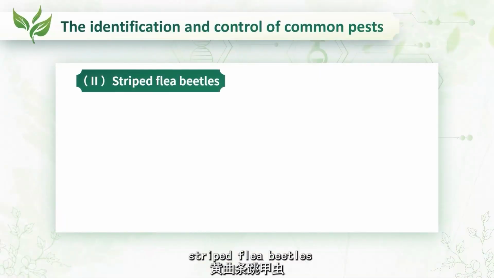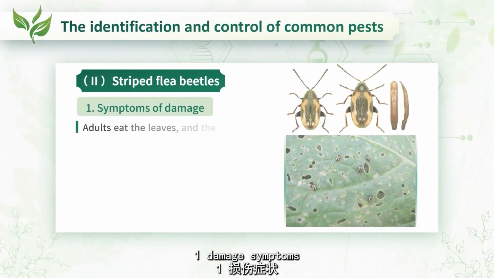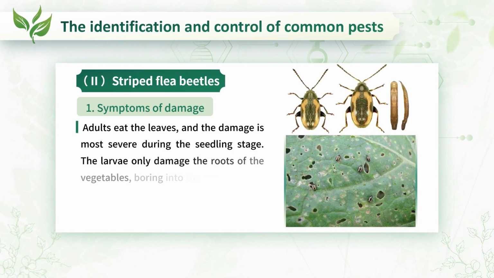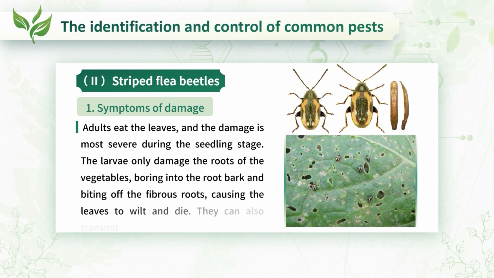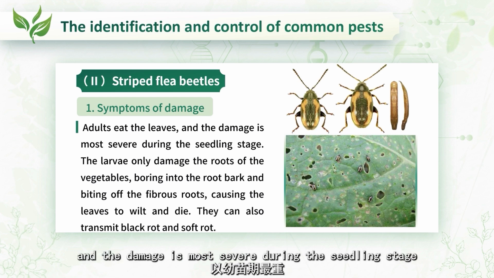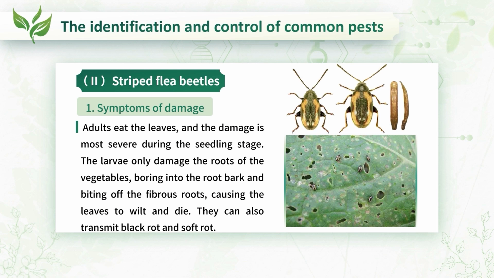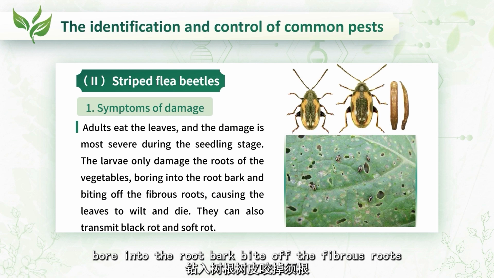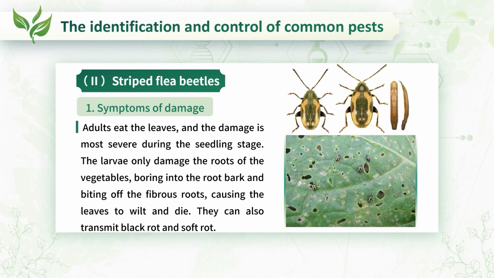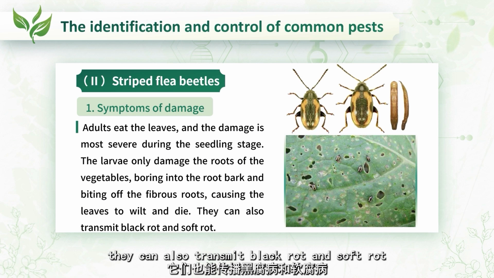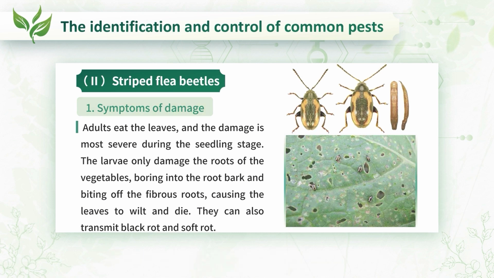2. Striped flea beetles. 1. Damage symptoms. Adults feed on the leaves, and the damage is the most serious in the seedling stage. The larvae only damage the roots of the flowering Chinese cabbage, bore into the root bark, bite off the fibrous roots, making the leaves wilt and die. They can also transmit black rot and soft rot.